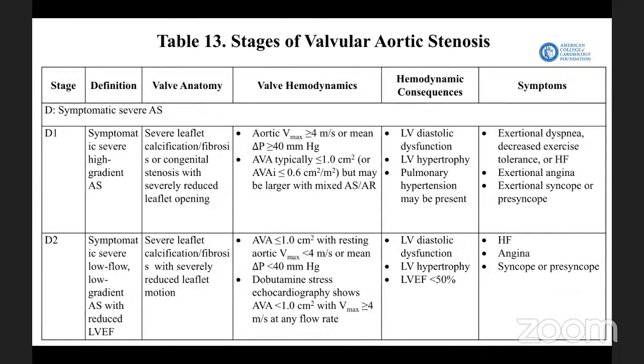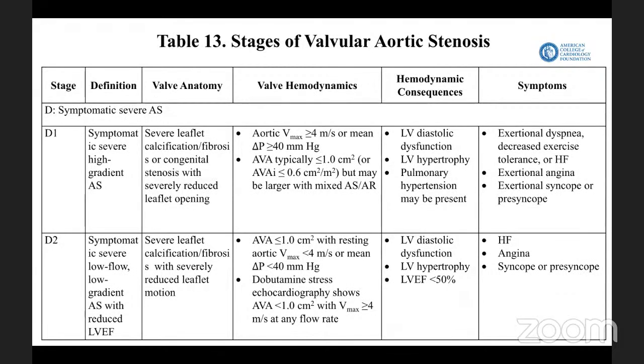Stage D1, when we have a patient with symptomatic severe high gradient aortic stenosis with the same valve anatomy features as the previous class, and with severe valve hemodynamics grading for aortic stenosis: maximum velocity of 4 or more meters per second, or mean pressure gradient of 40 millimeters of mercury or above, and the aortic valve area also will be equal to or less than 1 centimeter squared.